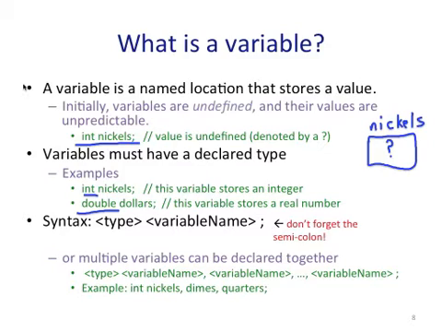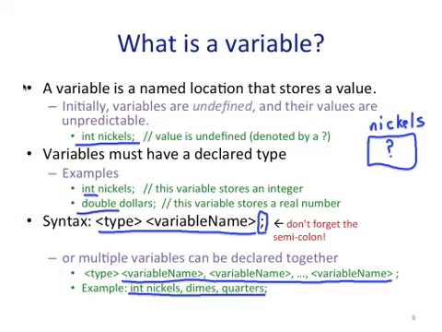The syntax, as you can see here, is that variable declarations start with some type, then the name of a variable, and finally the semicolon. Again, very important to include that, because without it, in effect, you have a run-on sentence in C++, just like if you omit a period at the end of a sentence in English, and the compiler will complain. You're also allowed to have a comma-separated list of names after your type specification. So here we have a comma-separated list: nickels, dimes, and quarters.